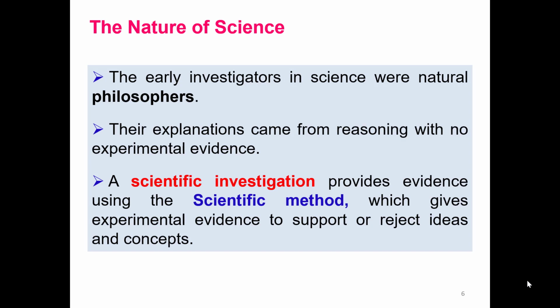But it was not always like that. The early investigators in science were natural philosophers, and in most cases their explanations came from reasoning with no experimental evidence. But later, scientific investigation provides evidence using the scientific method. Based on this evidence, it is then possible to support or reject ideas and concepts.